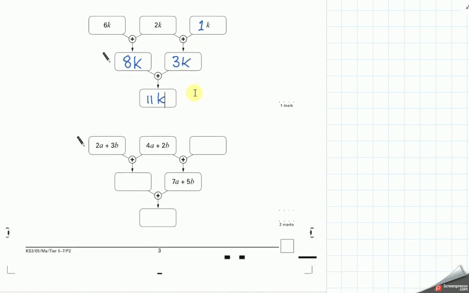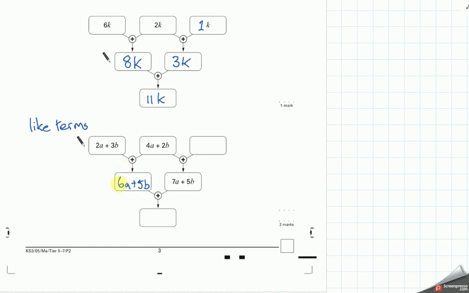The next one has two little tricks in it. First of all, we can only add like terms. You can only add A's to A's, B's to B's. You can't add A's to B's, so keep them separate. So first one, just look at the A's. We've got 2A plus 4A is 6A. Then 3B plus 2B is 5B. That's a positive 5B, so it's adding.